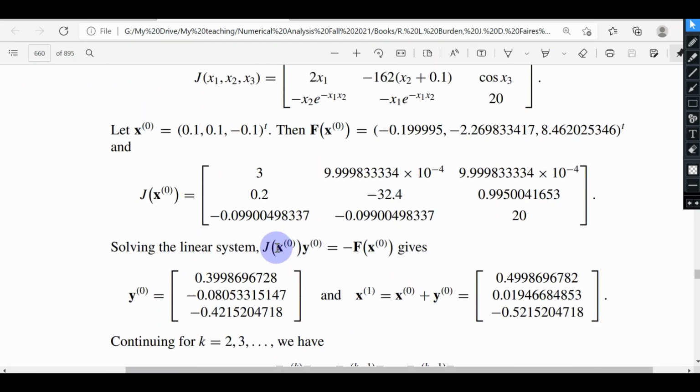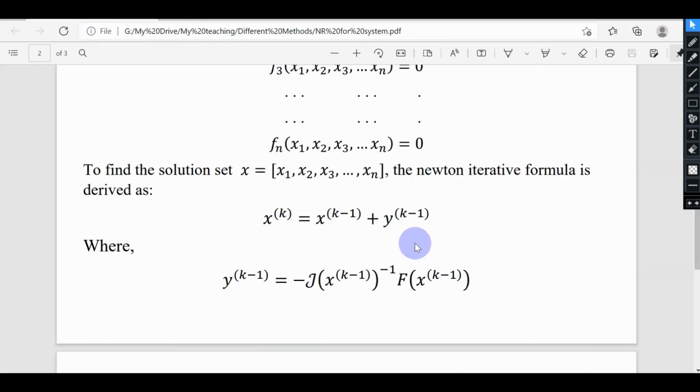To perform the first iteration, I have to compute y naught. Let's come back to our previous slides. You can see from here I need the y at y naught, and then I will add x naught and y naught to get the x1.